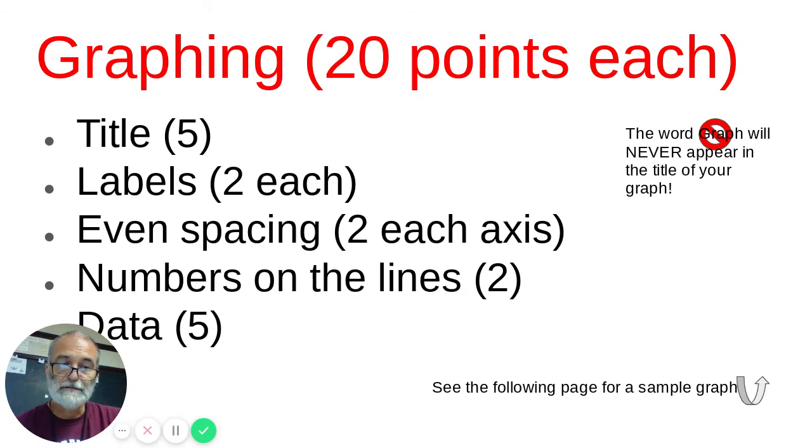I will tell you, even spacing should be very easy on a computerized graph. The numbers on the line should also be very easy on a computerized graph. You want the numbers on the lines, not above them or below them, but right on it, so that it's very clear which number you're talking about. And finally, once you get everything set up, the data is only worth 5 points.